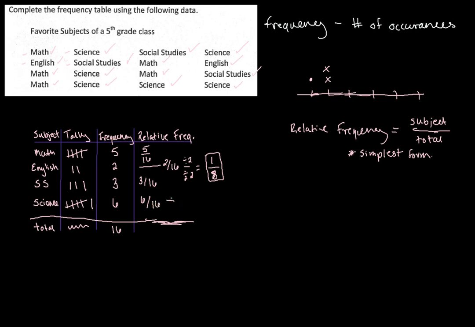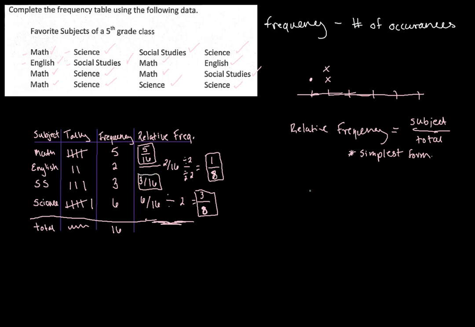We can divide by at least 2, right? Because those are even numbers. So if we divide 6 by 2, we get 3. And if we divide 16 by 2, we get 8. And 3/8 is a simple fraction. It's in simplest form. They don't share any common factors. So we can leave that as is. Okay. So our 4 relative frequencies were 5/16, 1/8, 3/16, and then 3/8.